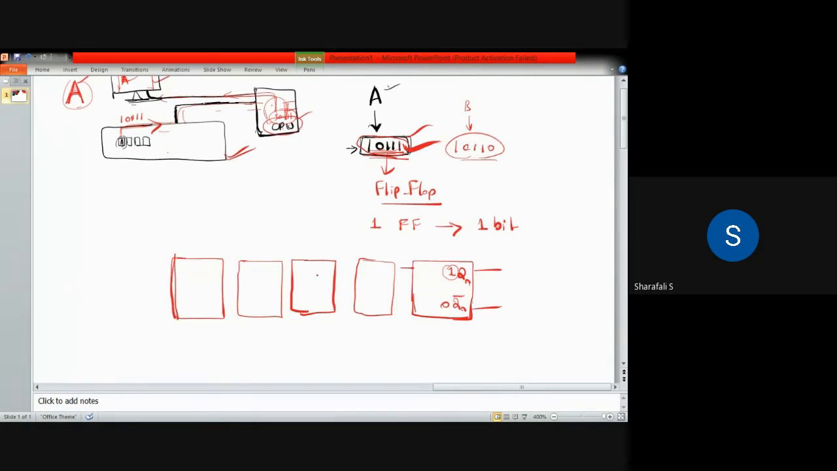Like this. Here we have Qn equal to 1, here again Qn equal to 1, here Qn equal to 0, here Qn equal to 1 again. So you have a number of flip-flops arranged like this, and by using these flip-flops, you can store this value A temporarily.